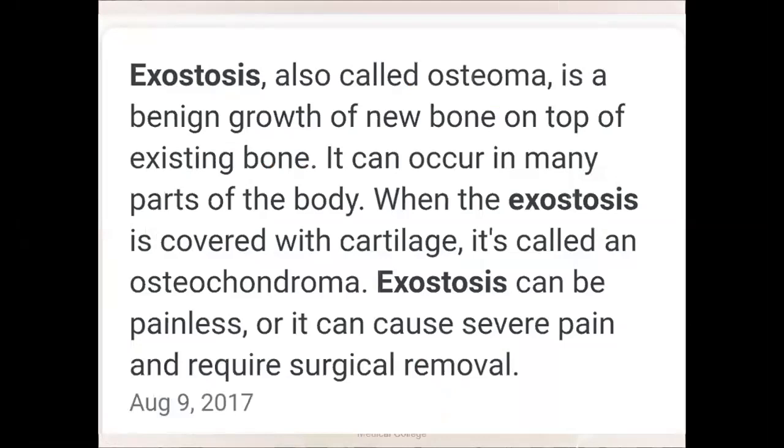Now, coming to words, another big topic is the exostosis, also called the osteoma. Osteo means bone. Osteoma, exostosis, is a benign growth of new bone. We have two types of growth, benign and cancerous. Benign growth of new bone on top of existing bone. Benign we will be explaining in further chapters. It can occur in many parts of the body. When the exostosis is covered with cartilage, it's called an osteochondroma. Exostosis can be painless, or it can cause severe pain and require surgical removal.